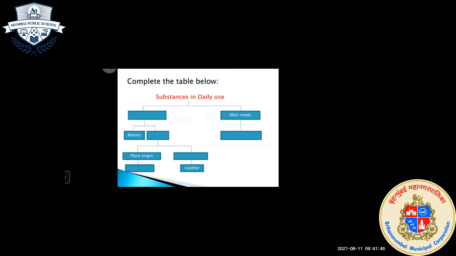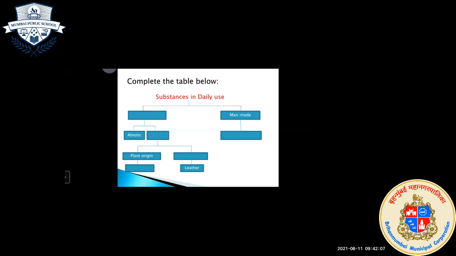plant and animal. Leather is made up of crocodile. So crocodile is what? Plant or animal? Animal origin. Yes, so plant origin and animal origin. So animal origin, leather. And for plant origin, here you have to give one name, that is cotton or jute.